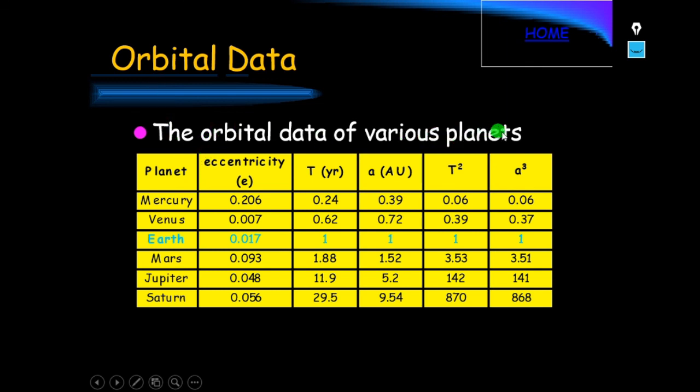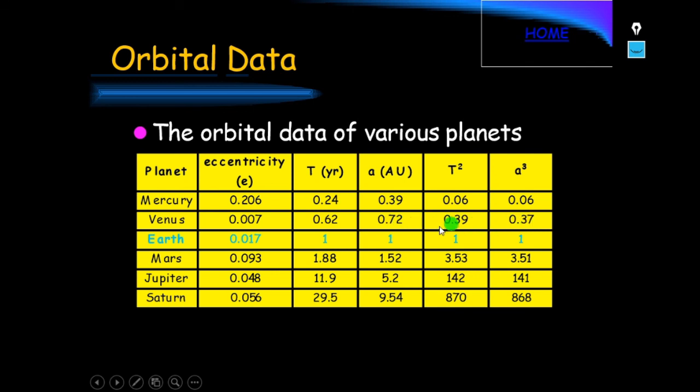We will see some statistics relating to orbital data of different planets. The orbital data of various planets are in this way. Mercury, if you see, the eccentricity of Mercury is 0.206. Cube of semi-major axis is 0.06. Hence T square is equal to 0.06. And in terms of astronomical unit, A is 0.39 and T will be 0.24. Next, Venus, if you observe, eccentricity is 0.007. And T is 0.62.